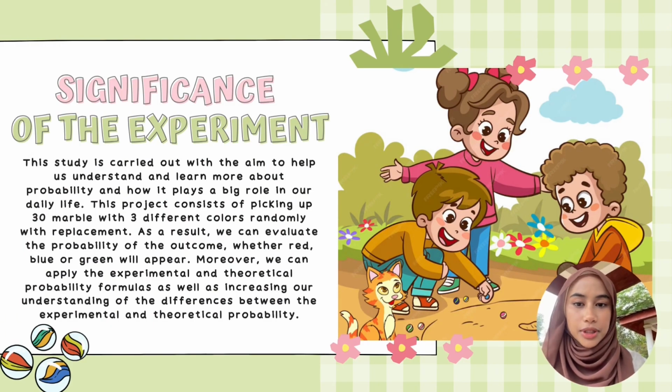Significance of the experiment. This study is carried out with the aim to help us understand and learn more about probability and how it plays a big role in our daily life. This project consists of picking up 30 marbles with 3 different colors, randomly with replacement. As a result, we can evaluate the probability of the outcome, whether red, blue or green will appear. Moreover, we can apply the experimental and theoretical probability formula as well as increasing our understanding of the differences between the experimental and theoretical probability.